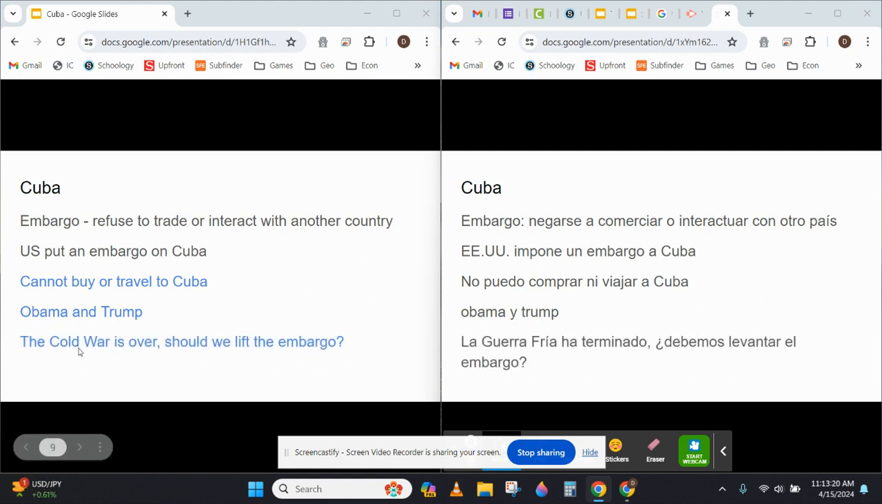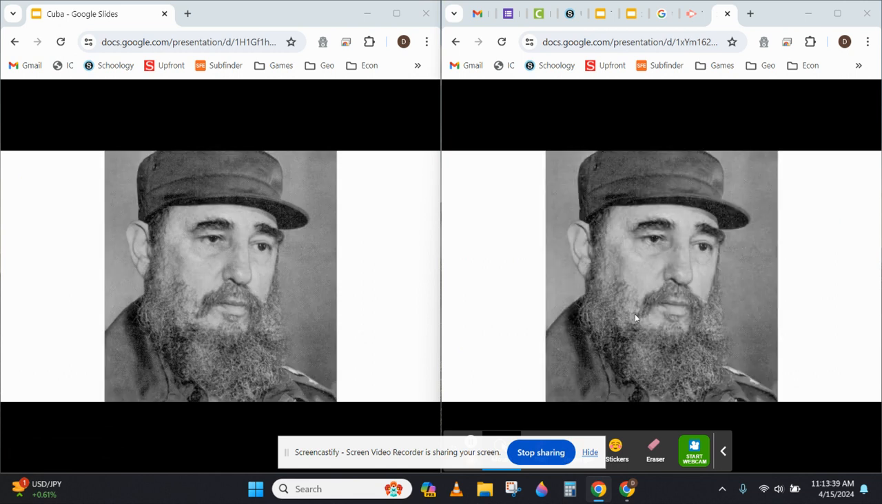So the question is, like, the Cold War is over. The U.S. is okay friends with Russia up until very recently. We work with China. We work with Vietnam. We work a little bit with some of these other communist countries. Why not Cuba? Why are we holding on to this Cold War punishment? Why can't we let it go?